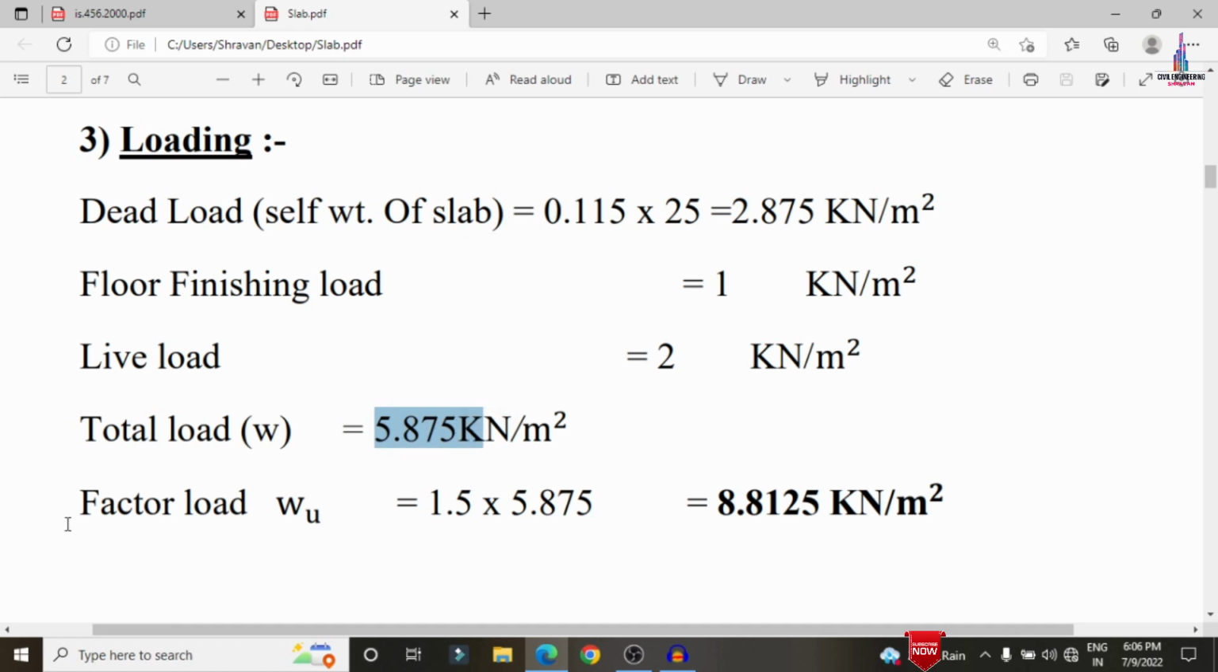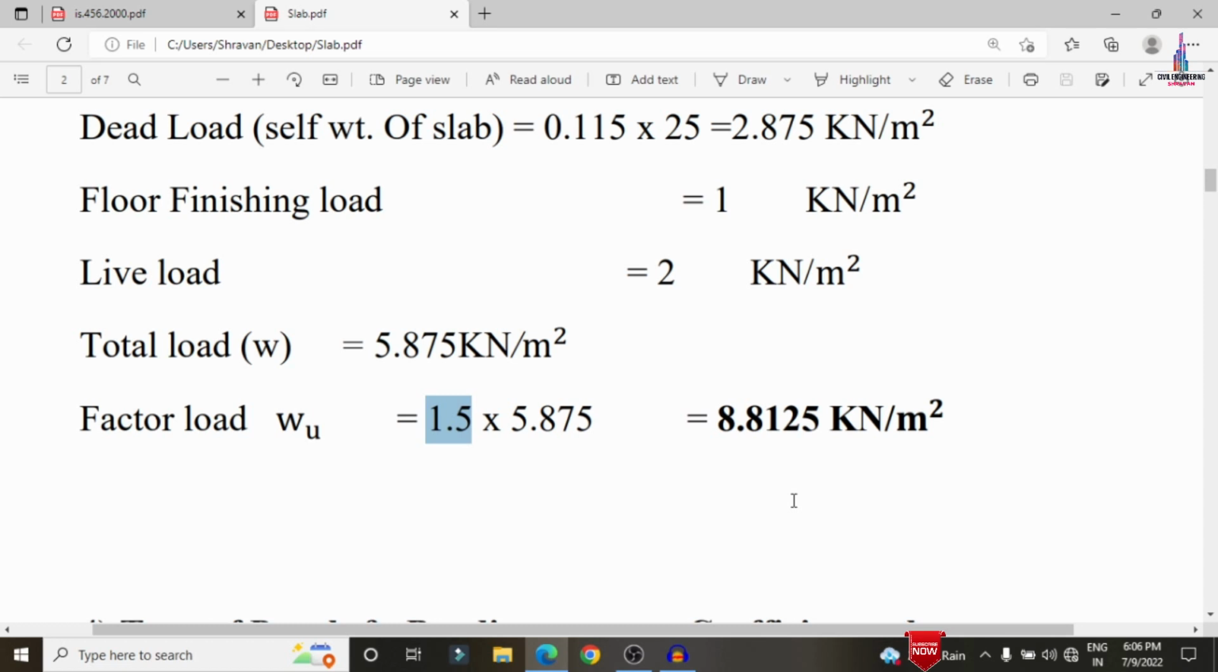Before calculating any reinforcement value for the slab section, we have to consider the factored load. Because of the safety of the structure, we consider an extra 50% of the load in the design section. So I am considering the factored load as 1.5 times 5.875, which comes to 8.8125 kilonewton per meter square here.